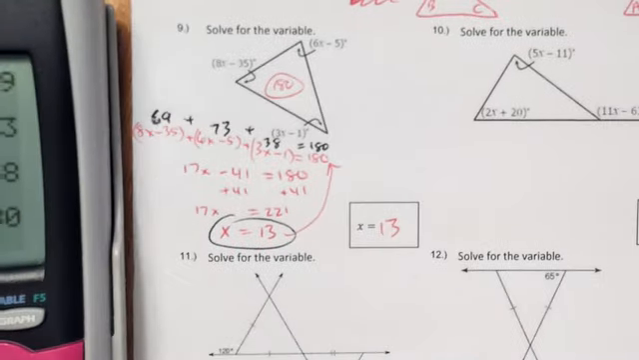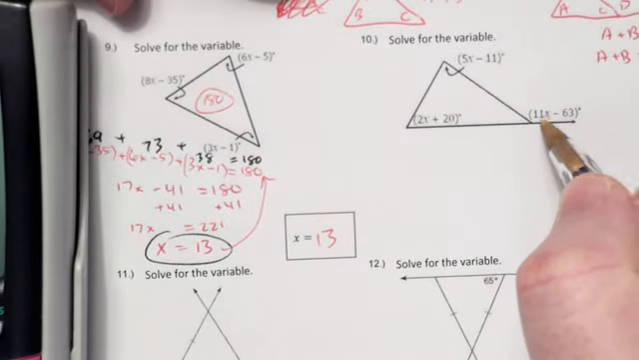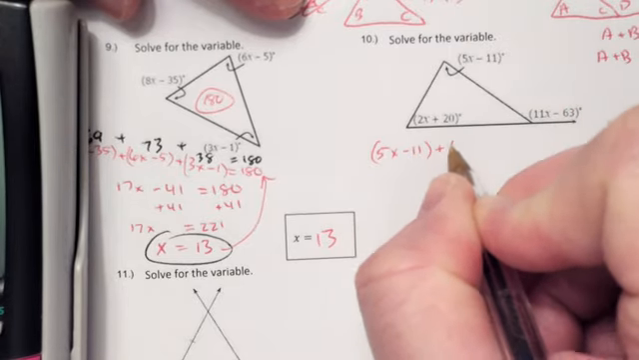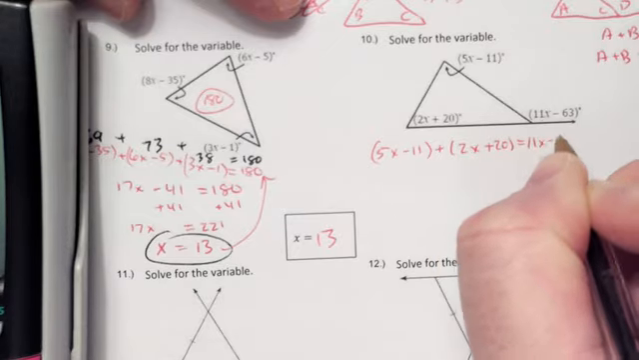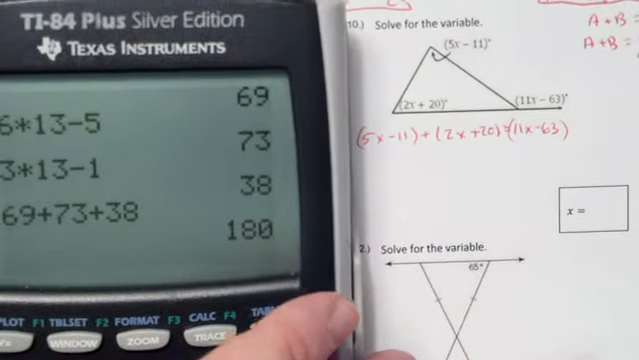Fabulous. All right, next one. So this one right here, we know that this plus this equals the outside of that. So we have 5x minus 11 plus 2x plus 20 is equal to 11x minus 63. All right, so let's do our work.